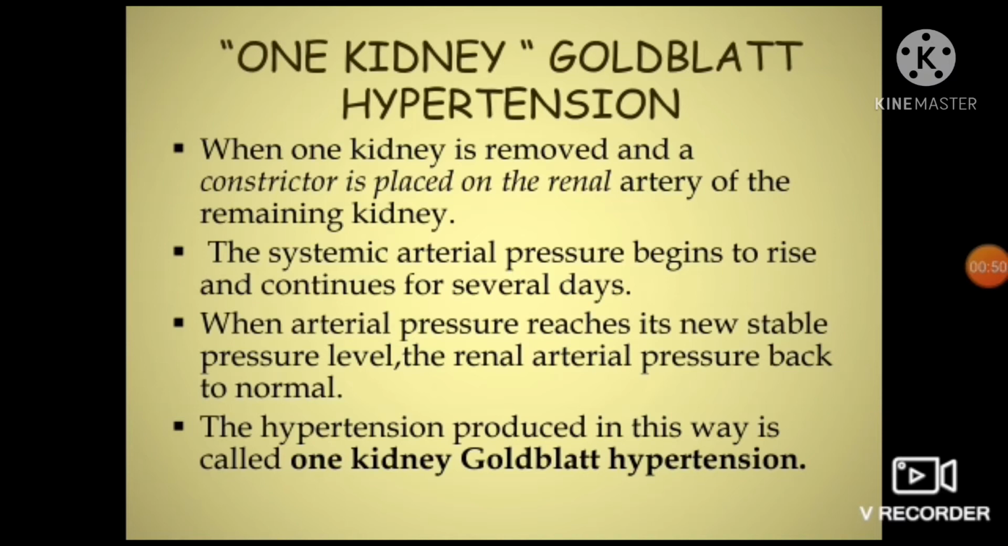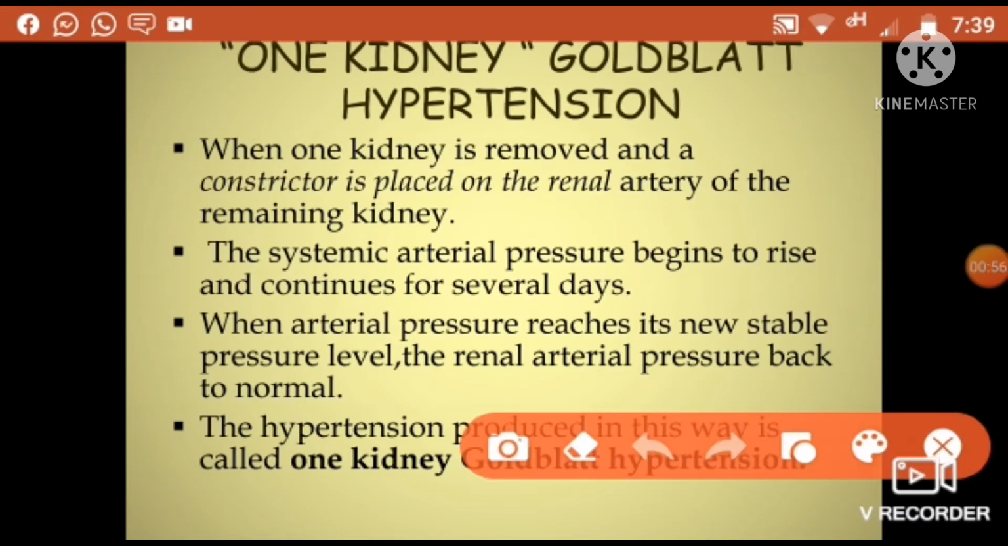One kidney Goldblatt hypertension. This is the Goldblatt hypertension. Why do we call it Goldblatt hypertension? Because in this, one kidney is removed, and the person is only on one kidney, and this one kidney is not strong enough to support the blood pressure of your entire body. So there is difficulty in maintaining the blood pressure or hypertension level.